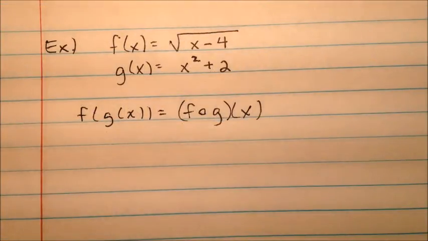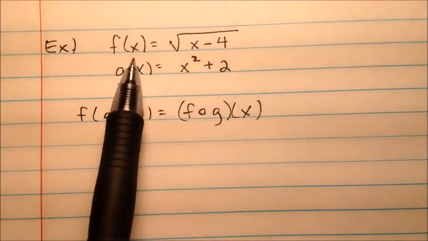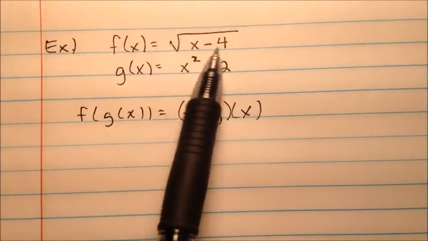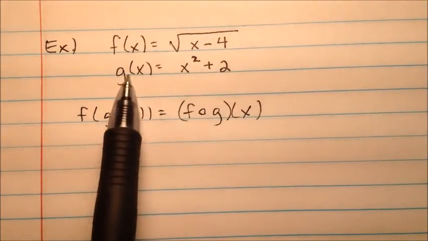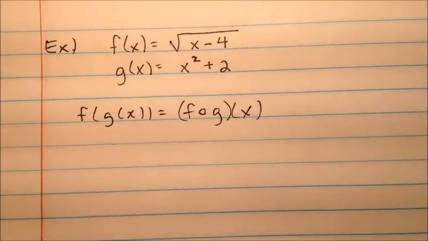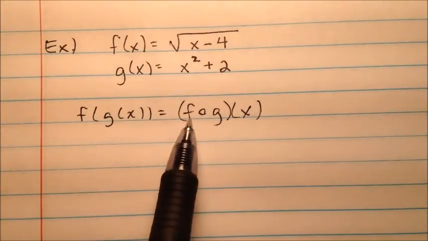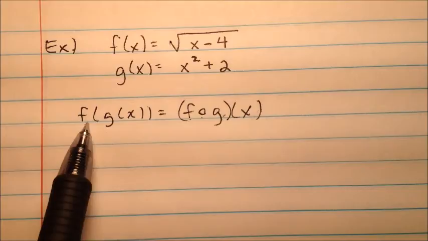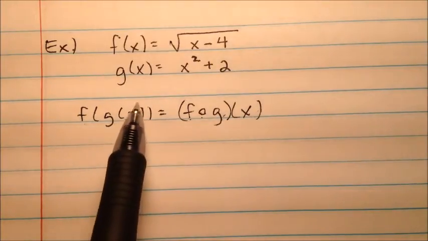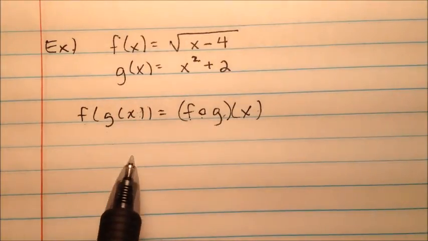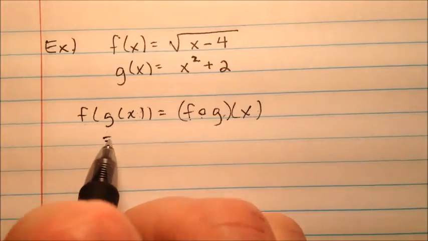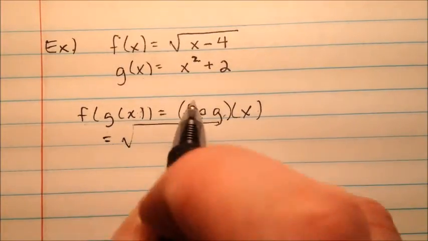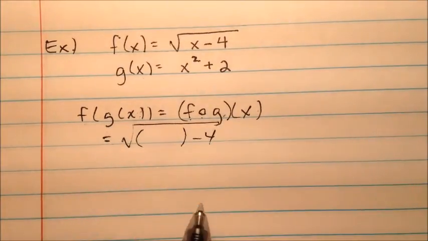In this fourth and final example, I have two functions. f of x equals the square root of this quantity, x minus 4, and g of x is going to be x squared plus 2. So whenever I find the composition, this f circle g of x, it's going to be f of g of x. So I'm going to put the g function again into f. So my f function is going to be the square root of x minus 4.